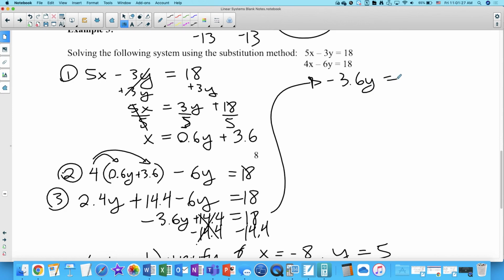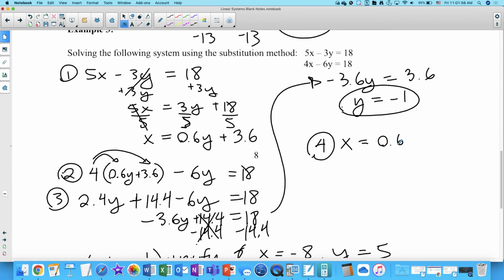Okay, so that's step 3. And then in step 4, we got to get the other variable. So I'm going to look at the isolation step in step 1 and use that. And then I'll just sub in the negative 1 for y. We actually do substitution twice here, right? Once we sub in an expression, and then once we sub in that value. And I believe that comes out to be 3, because 0.6 times negative 1 is negative 0.6 plus 3.6 is just 3. And there is our other variable. And together, these make the solution: x equals 3, y equals negative 1.